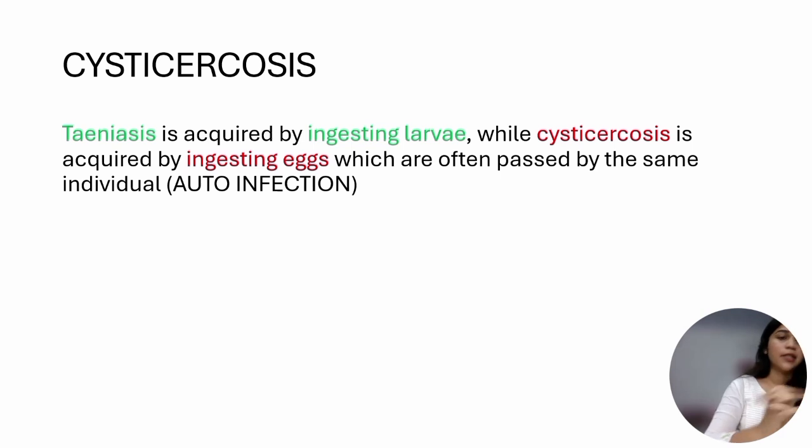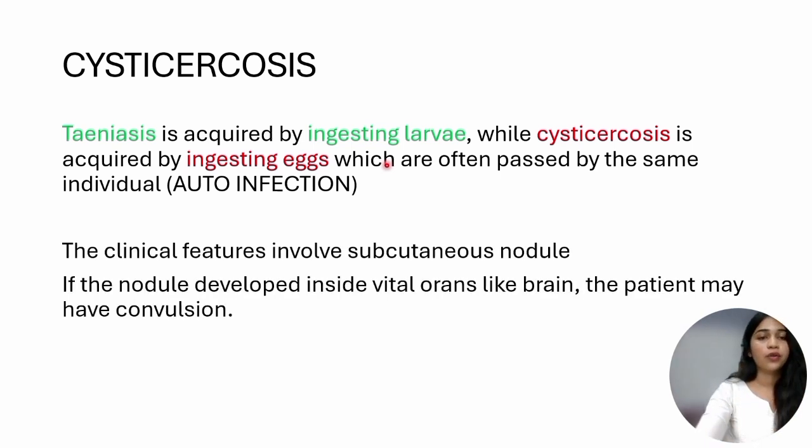So what is cysticercosis? As we know, teniasis is acquired by ingestion of larvae, while cysticercosis is acquired by ingestion of eggs, which are often passed by the same individual. That is known as auto-infection. If you ingest the eggs, it is linked to cysticercosis, and sometimes eggs are passed by the same individual, causing auto-infection.